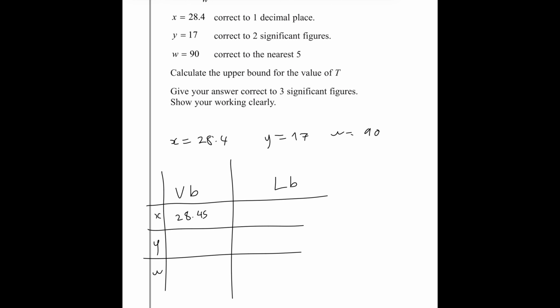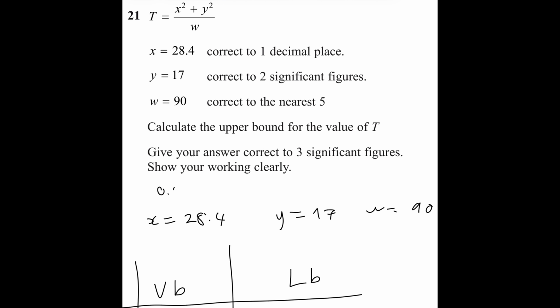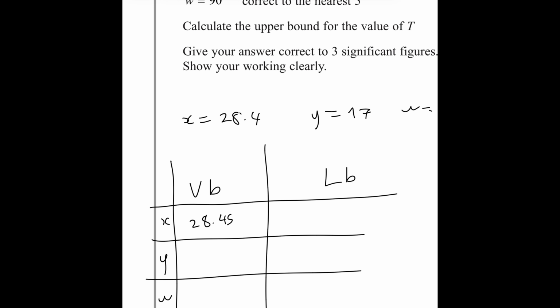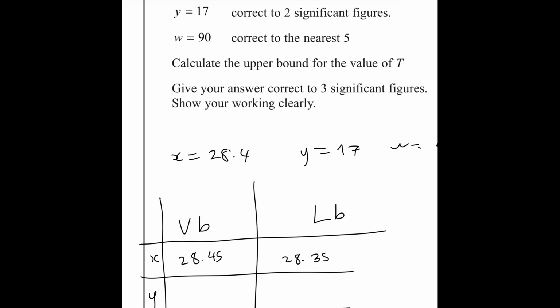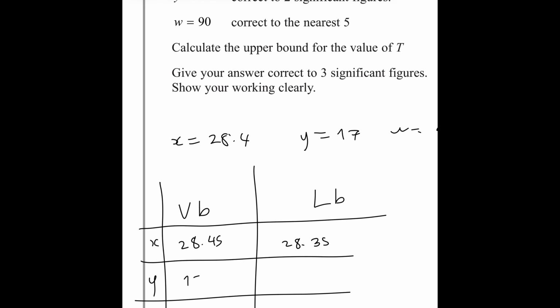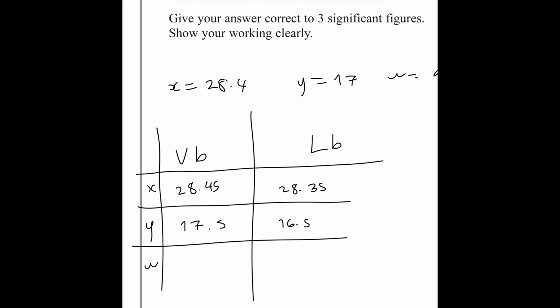So the upper bound of x is going to be 28.45, because what you're going to do is take the thing that it's closest to, so 1 decimal place, and you divide it by 2, so it's going to be 0.05. For the upper bound, you just add that to the value, and for the lower bound, you subtract that from the value. So the lower bound is going to be 28.35. Now y is closest to two sig figs, so it could be 17.5 for the upper bound and 16.5 for the lower bound. W is 90, correct to the nearest 5, so it could be 95 or 85.